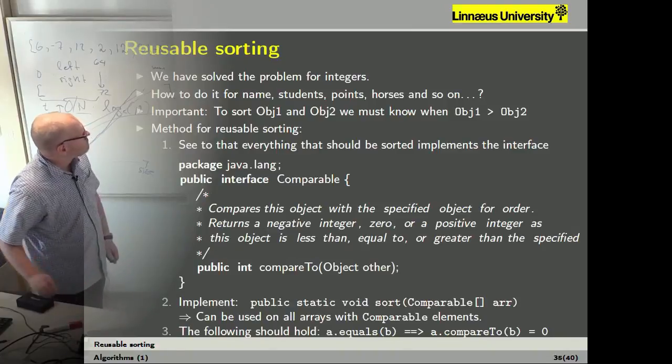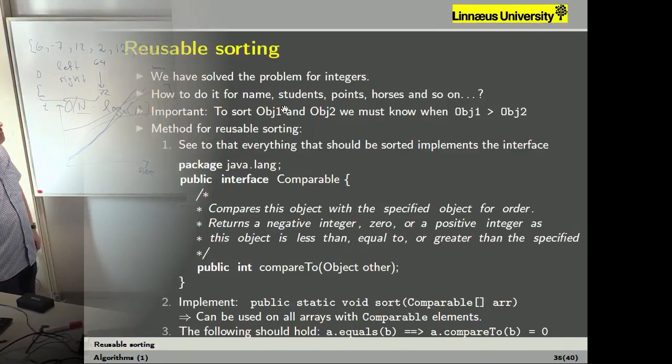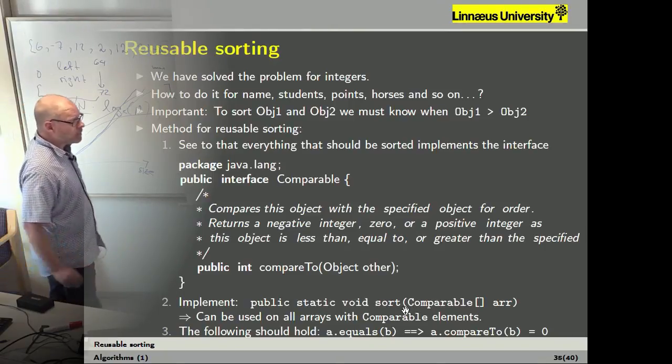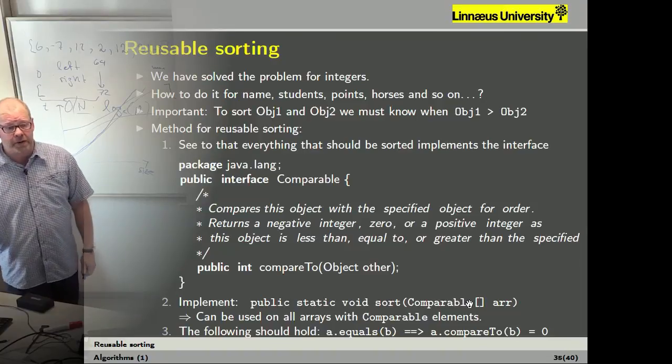So we have solved the problem for integers. How do we do it for names, students, points, horses, and so on? It is important to be able to sort two objects of whatever type; we must know whether one is larger than the other. And in Java, we do it by implementing the already existing Comparable interface. You are comparing your object with some other object. It gives plus or minus, indicating larger than or smaller than, and 0 if they are equal. If you have done it correctly, you can use the available sorting methods, or you can implement your own sorting method, and it should work with any array of comparables.